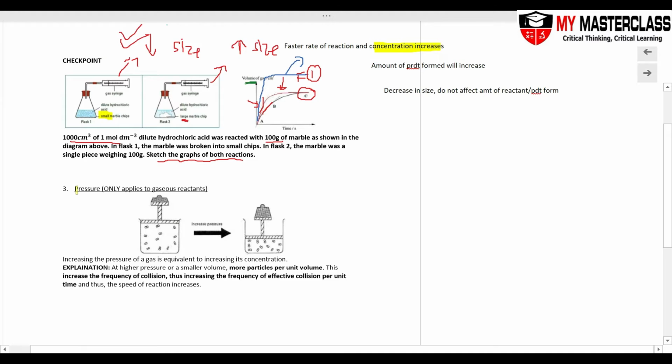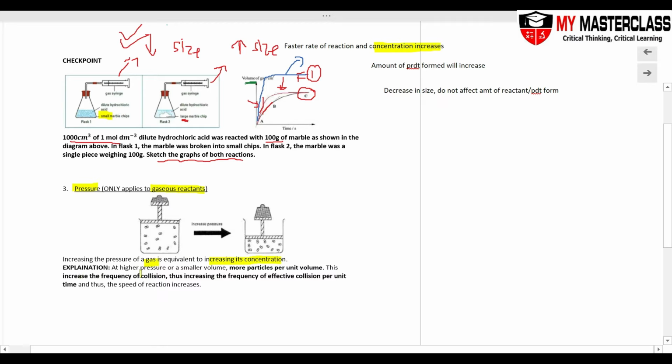The next factor we are going to look at is pressure, and pressure applies to gaseous reactants only. Gas has weak intermolecular forces, so it can be compressed. When I decrease the volume, I'm increasing pressure. With solids and liquids, the particles are close together and I cannot compress them, so there's no pressure involved. Increasing the pressure of a gas is the same as increasing the concentration.